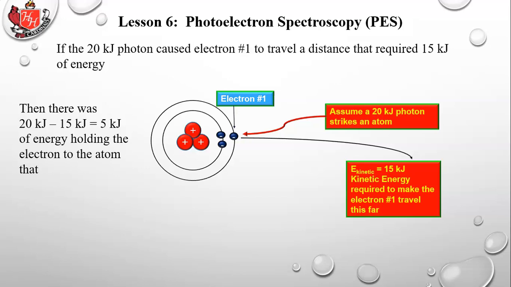So of the 20 kilojoules of energy that was put into that electron, 5 of it was used up just to pull the electron away from the atom, not to make it move any distance at all, just to get it pulled away from the atom. That was 5 kilojoules. The other 15 then caused it to fly out into space some distance that required 15 kilojoules. So 5 kilojoules is the ionization binding energy.